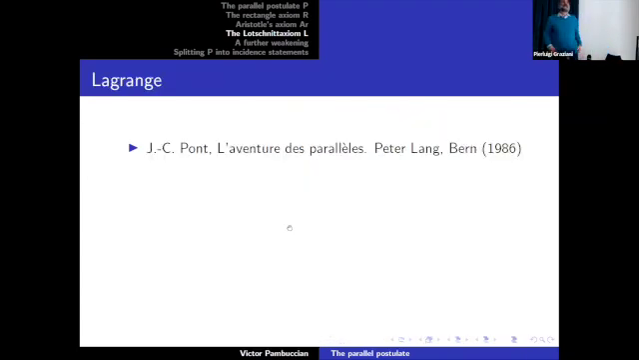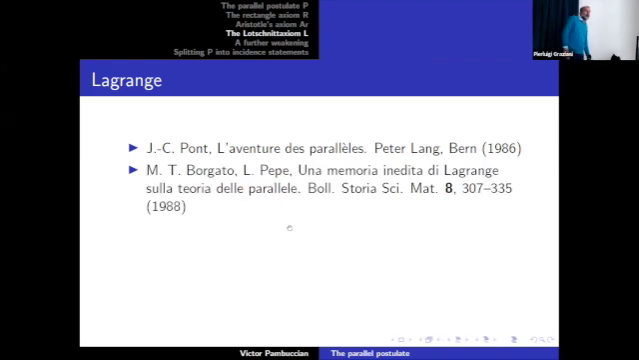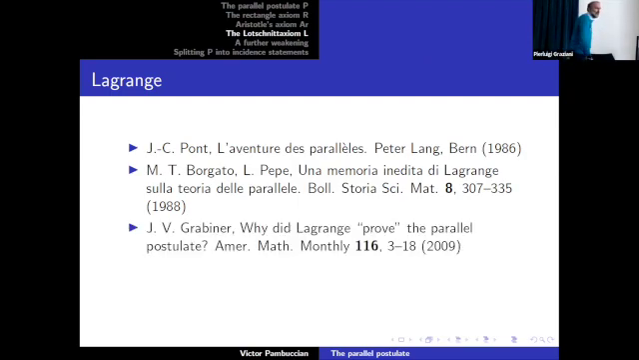Now, where do we find this story about Lagrange? After he had the whole talk, he took his papers and said embarrassingly, well, something went wrong. He realized after he made the thing that this thing isn't working that well, with the principe de la raison suffisante, which has been used by Archimedes and Leibniz. So the manuscript was never published. It's actually in an archive of the Institut de France. It shows up in Jean-Claude Pont, L'Aventure des Parallèles in 86, by Borgato and Pepe, una memoria inedita di Lagrange sulla teoria delle parallele, Bollettino di storia delle scienze matematiche in 88, and by Judith Grabiner, why did Lagrange prove the parallel postulate, in 2009.